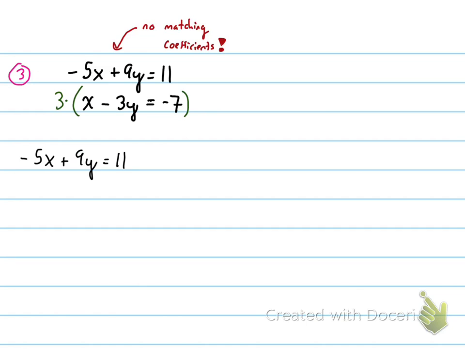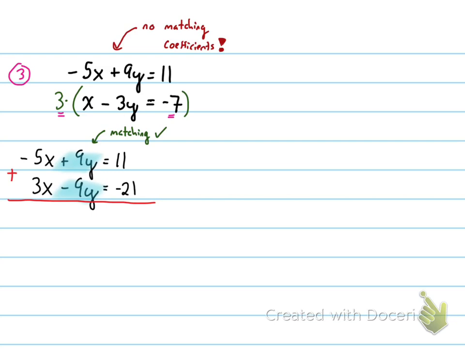Now, I didn't change anything with the top, so that equation stays the same. 3 times x will be 3x. 3 times negative 3y will turn into negative 9y. On the other side, 3 times negative 7 will leave me with negative 21. Now notice, my y's match up, so I can go ahead and use elimination. Since I have opposite signs, I'm going to add.